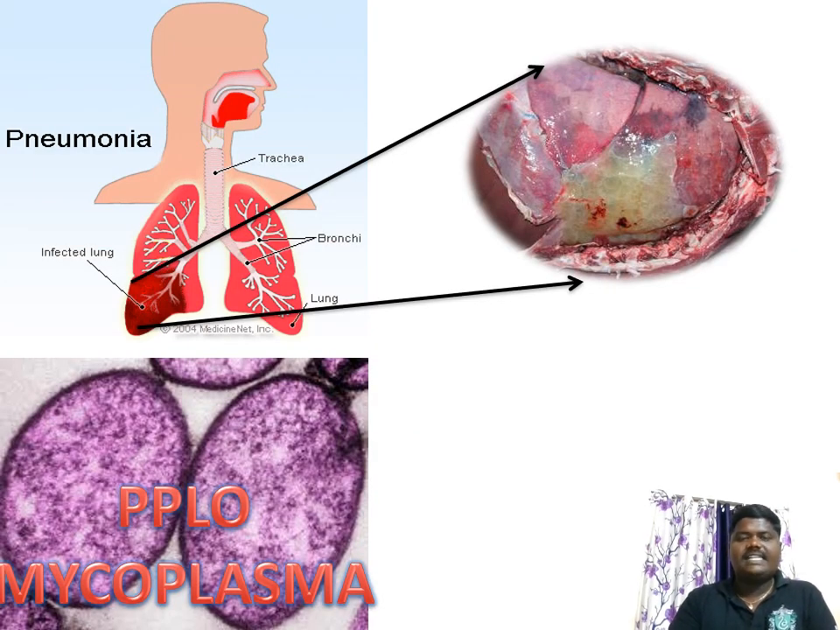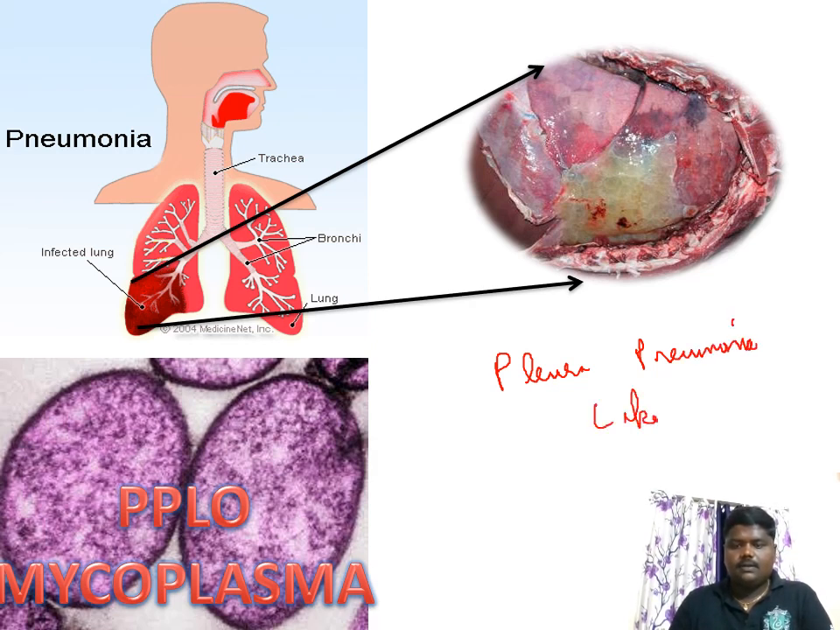And of course, there is an interesting bacteria called PPLO, pleuro pneumonia-like organisms. As the name suggests, pleura means the covering of lungs, and pneumonia had occurred. These bacteria were derived from the pneumonia of cattle in the lungs. So that is how the name PPLO came about.